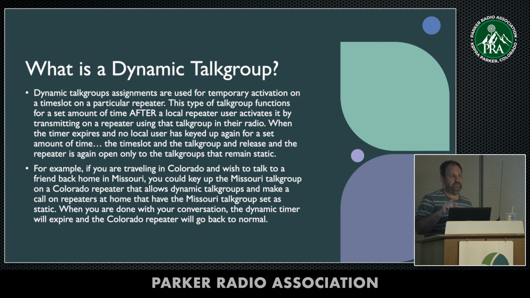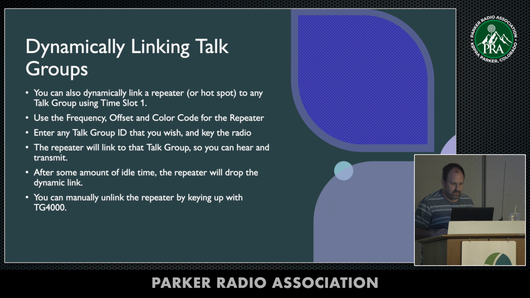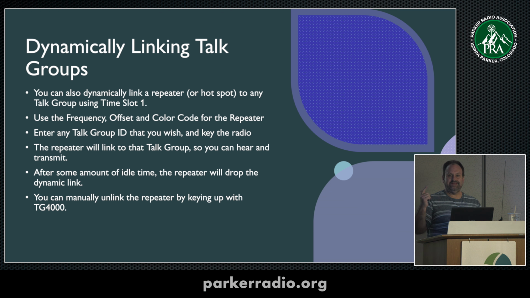So these dynamic talk groups, again, by convention, are on time slot 1, right? So to dynamically link your talk group, you would program a channel using time slot 1. You use the frequency, the offset, the color code for the repeater or for your own hotspot if you've got one. You enter in the talk group ID that you want. To activate it, you simply press the push to talk button. And when it connects to the repeater and uses that talk group, it creates that dynamic link to the talk group, and you'll magically be connected to people worldwide, depending on which talk group you've picked.